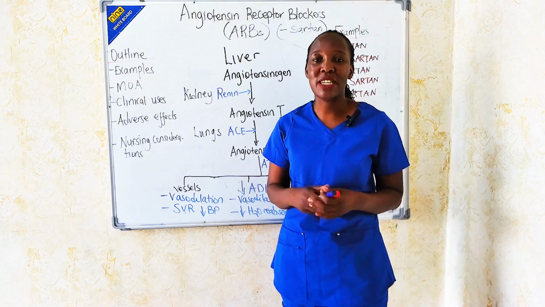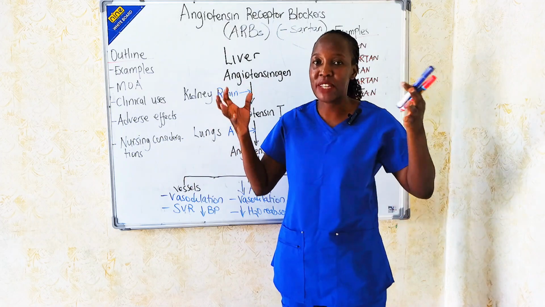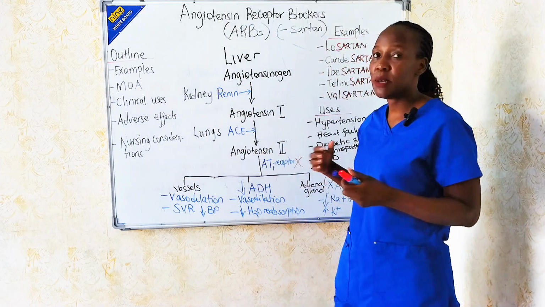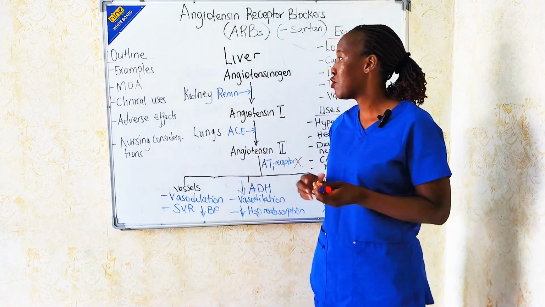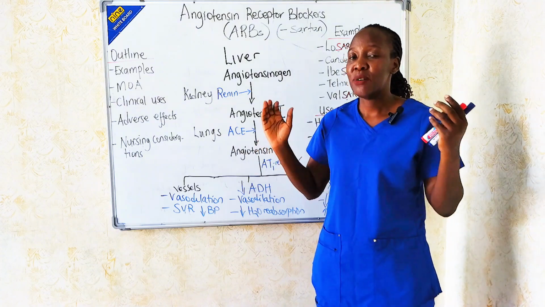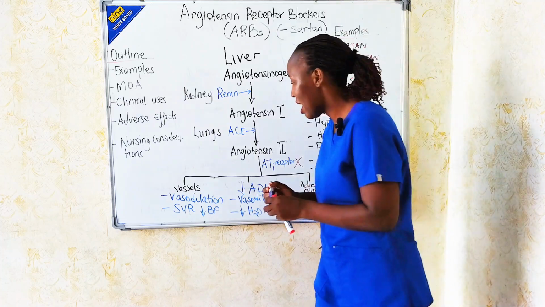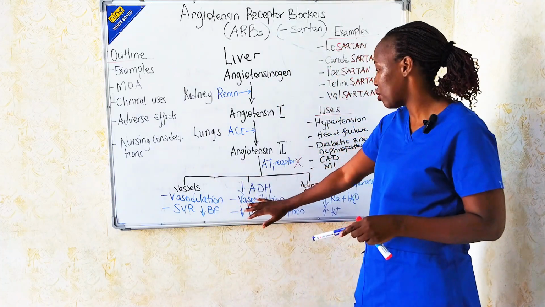Remember that preload is the volume of blood that returns to the heart from the body through the vena cava. And then afterload is the pressure against which the left ventricle pumps to push blood to the aorta and then to the rest of the body. So there's going to be a reduction in afterload and preload.